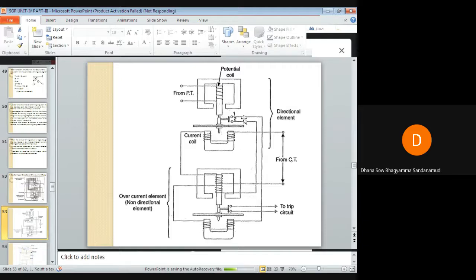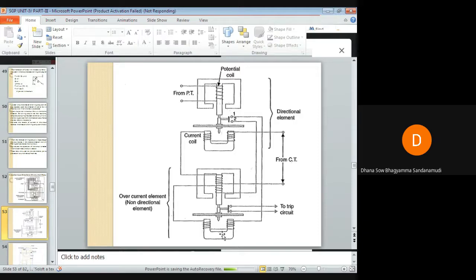And for this overcurrent element to operate, initially the directional element has to operate. If the directional element is not operating, then the moving contact of the directional element will not come in contact with these fixed contacts of the secondary windings of the overcurrent element. If the moving contact won't come in contact with these 1 and 2 terminals of this overcurrent element, then the secondary will not close.